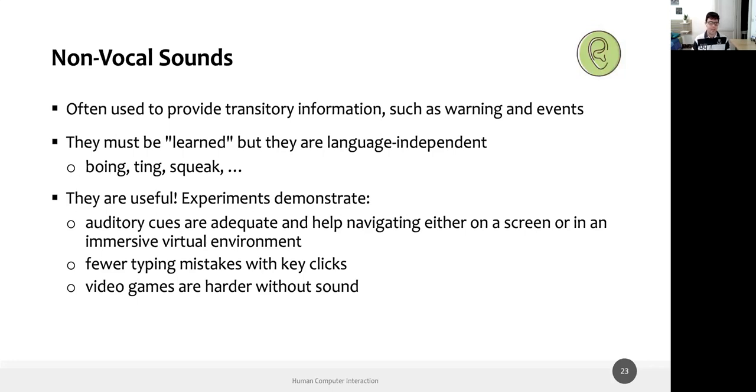So if you are in a virtual environment, having some sound that comes from one area, one side or another side, helps you navigate and orient inside the space much more than the same space visually without sound. This is because our hearing system, as I said before, is quite powerful and flexible, and we use a lot of our hearing implicitly in our life. So adding this non-vocal sound actually helps us perform our task better, from something simpler like key clicks when using a virtual keyboard, to something a little bit more complex like navigating in an immersive virtual environment.